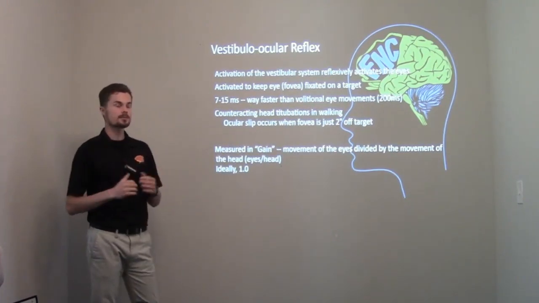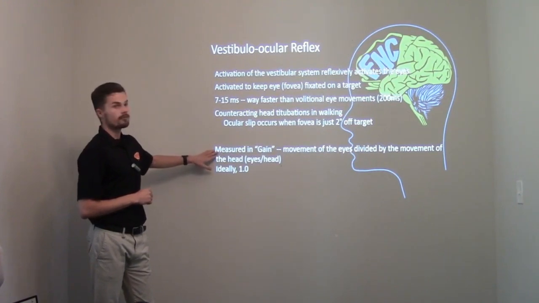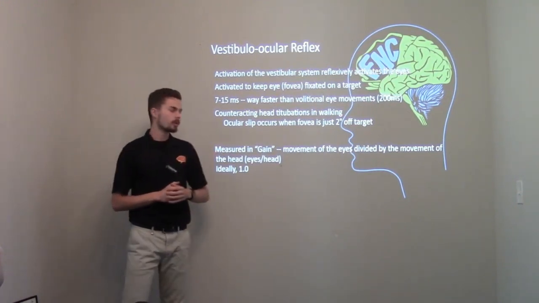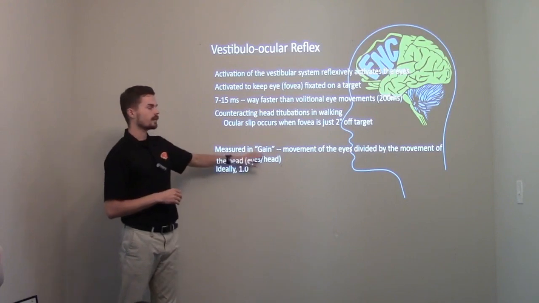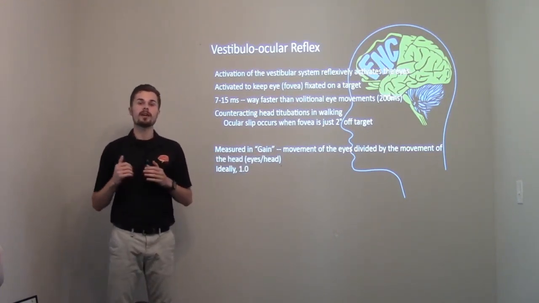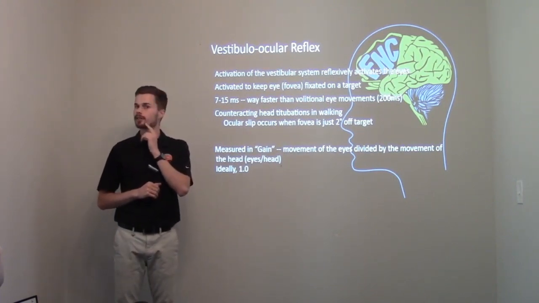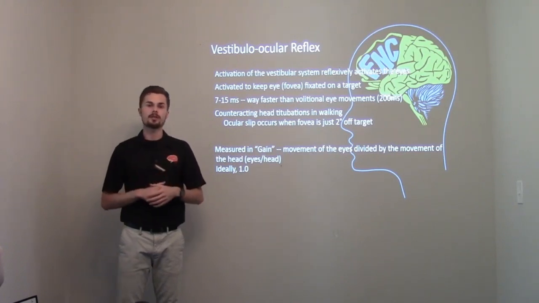So this system is absolutely important. We have to have it intact. So how do we measure if the VOR is working correctly? Well, we talk about this thing called the gain. And basically what that is, is the movement of the eyes divided by the movement of the head. And they should be equal, okay? So if I move my head to the right and activate the right horizontal canal, my eyes should go opposite and equal to the opposite direction, okay?